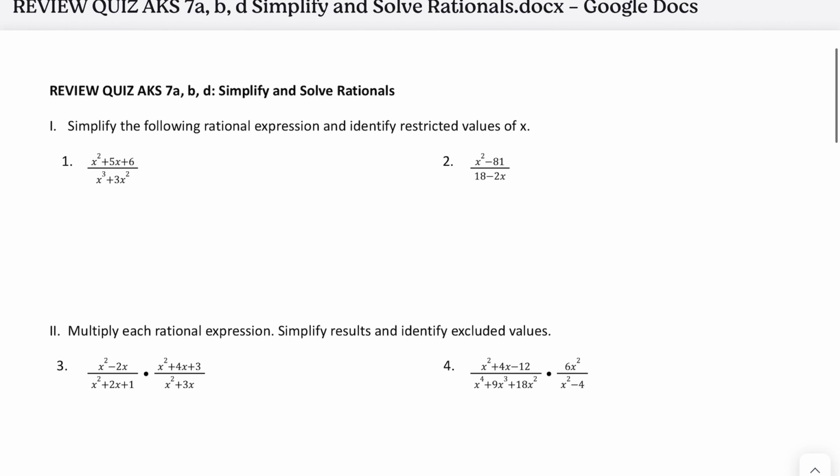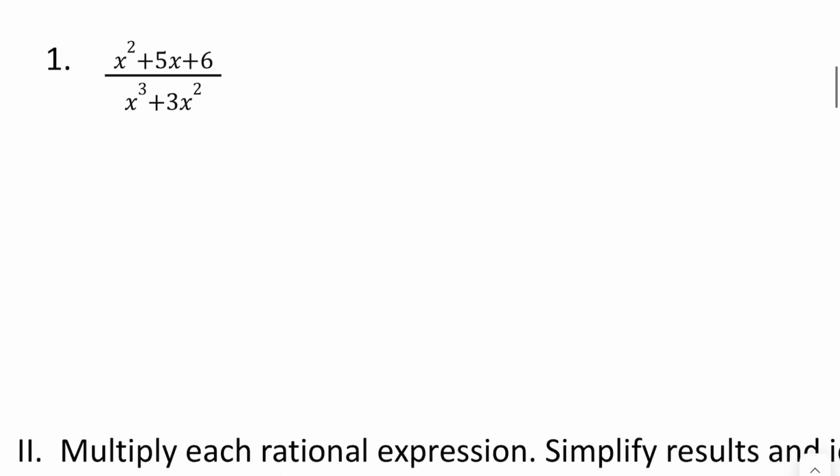The first step in simplifying is to factor. So I want to start by factoring. For the numerator, I can do big X. We've got 6 and 5. Two numbers that would multiply to 6 but add to 5 are 2 and 3. So the top factors to x plus 3 times x plus 2.